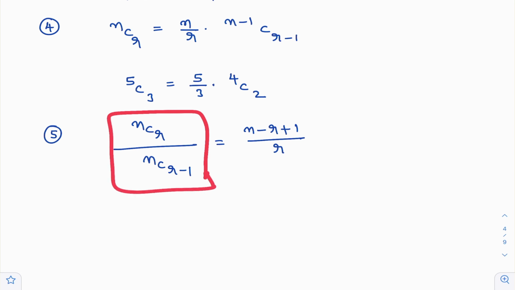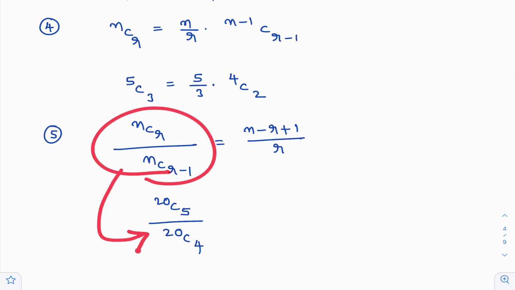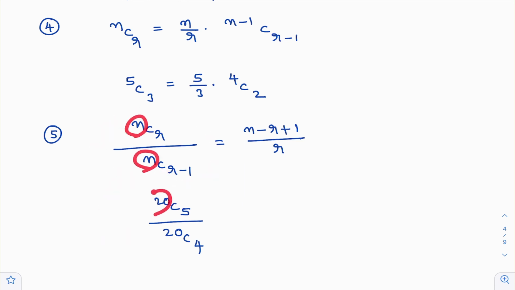nCr divided by nC(r minus 1) equals (n minus r plus 1) divided by r. This is one useful result. Suppose you get 20C5 divided by 20C4. First point: is this formula applicable here? You observe n is the same, and r is 5 in one and r minus 1 is 4 in the other. In that case we can use it. Directly, (n minus r plus 1): n is 20, r is 5, plus 1, divided by 5.